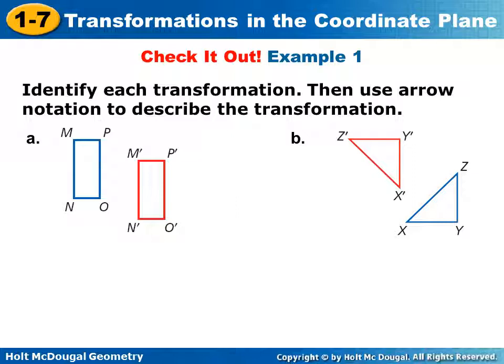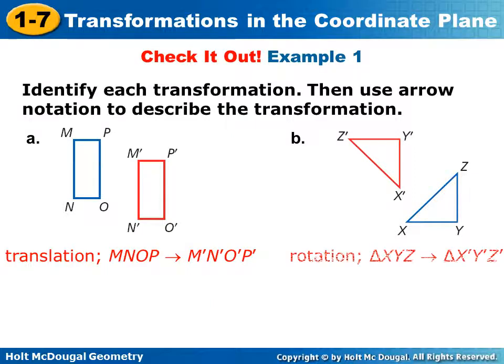Here we want to look at different transformations, then use arrow notation to describe the transformation. For letter A, we can see that we are moving over and down, so this is a translation, and it would be MNOP goes to M prime, N prime, O prime, P prime.